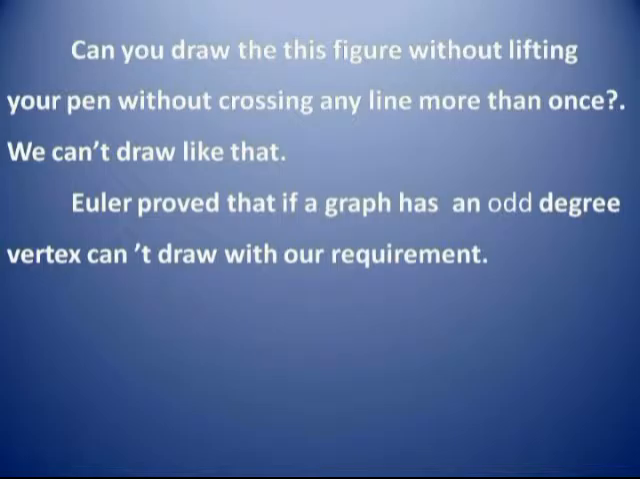Euler proved that if a graph has odd vertices, we cannot draw it with our requirements. But the graph corresponding to the Konigsberg problem has odd degree vertices. So Euler proved the Konigsberg problem has no solution. Graph theory was born because of the Konigsberg problem.